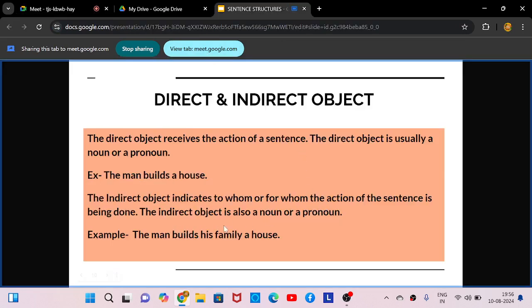And an indirect object can also be a noun or a pronoun. For example, the man builds his family a house. So here you can see the man is again the subject, builds is the verb, a house is the direct object. For whom does he build the house? His family. So his family is the indirect object.